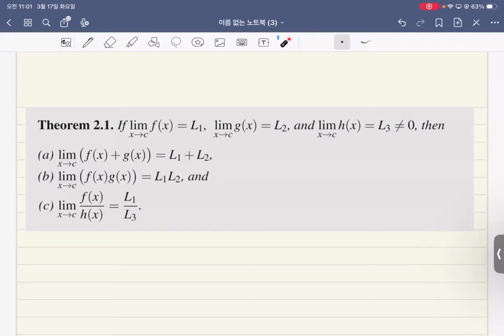Today we have three different functions, f, g, and h, and they are tending to L1, L2, and L3. In this case, the limit behaves very well under addition, multiplication, and division. So this one is tending to L1 plus L2. This one is tending to L1 times L2. And as long as L3 is a non-zero number, this is also tending to L1 over L3.